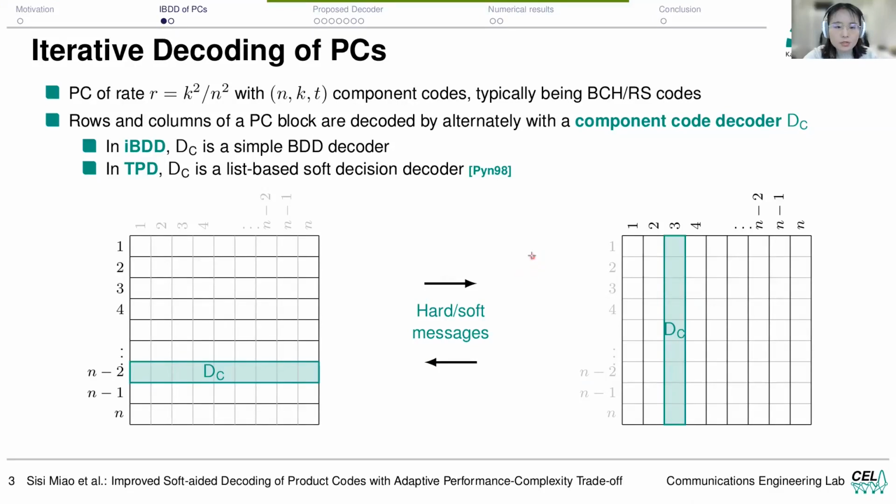And the difference between SDD and HDD is one thing. The DC could either be a soft decision-based decoder, for example, the Chase2 decoder, or a bounded distance decoder for the hard decision decoding. And the message passed in between could either be soft or hard.